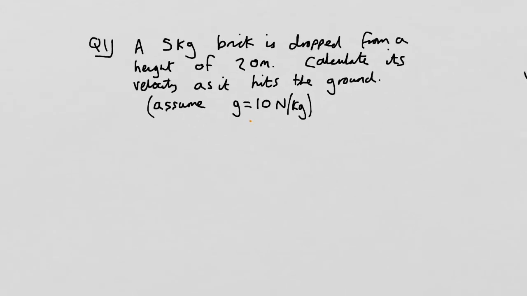So firstly, we need to figure out how much gravitational potential energy it has at 20 meters height. Gravitational potential energy is equal to mass times gravitational field strength times the height. The mass is 5, gravitational field strength is 10, and height is 20 meters. So 5 times 10 times 20 gives you 1,000 joules. So it's got 1,000 joules of gravitational potential energy.